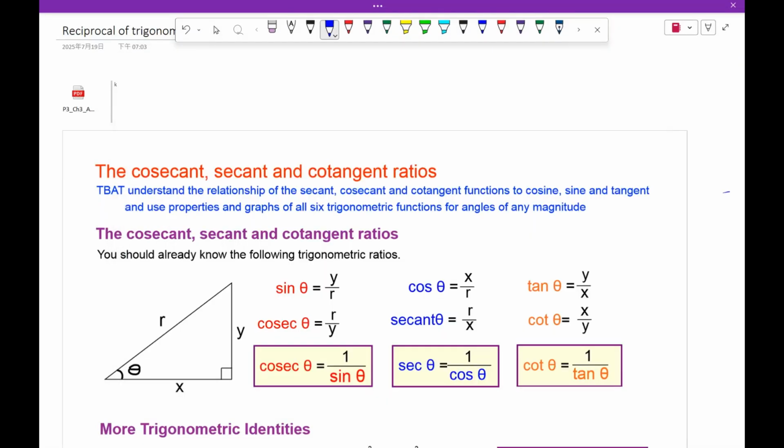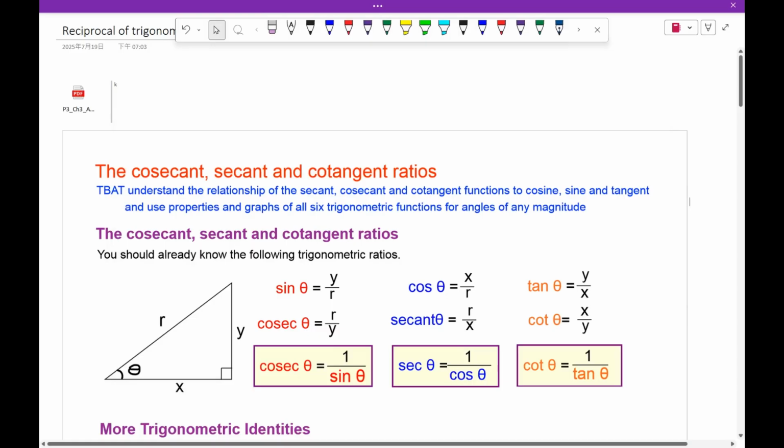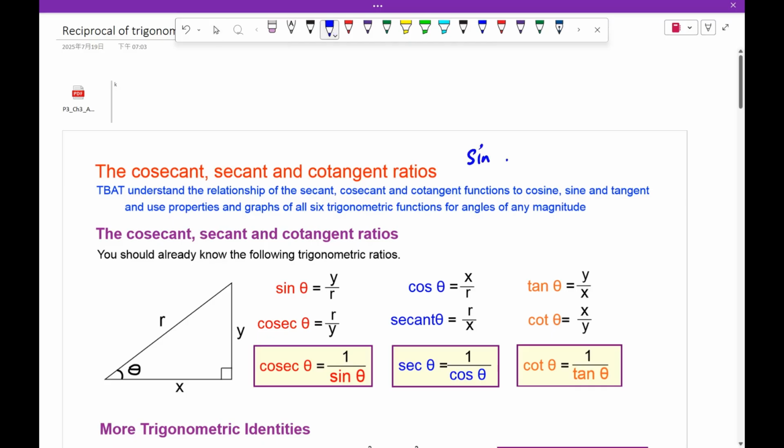Okay, so in this video we are going to talk about the reciprocal of trigonometry. Trigonometry itself has sine, cos and tangent, with theta or x, it's up to you. But we are going to analyze them according to their reciprocals, which all have their own names.